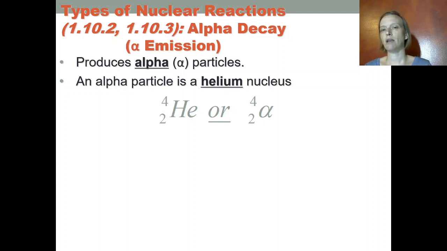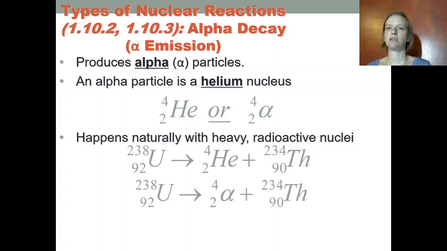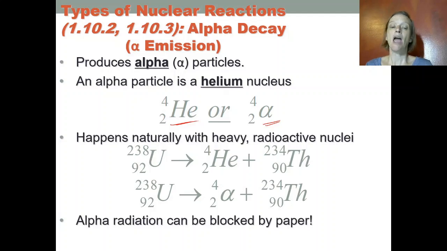And remember, we said already that an alpha particle is a helium nucleus. So we can either write it as a helium atom or using the Greek letter alpha. Alpha decay happens naturally with heavy radioactive nuclei. So something like uranium in nature will decay and give off alpha particles. Alpha radiation can be blocked by something as thin as paper. It does not take much to block alpha radiation.